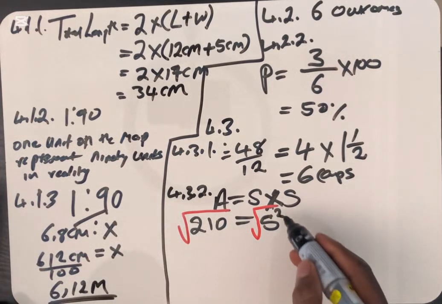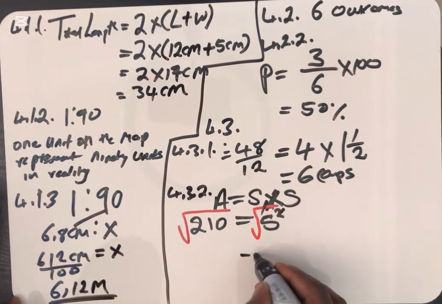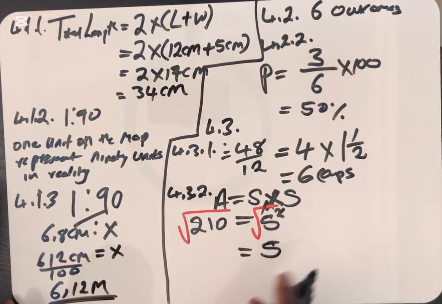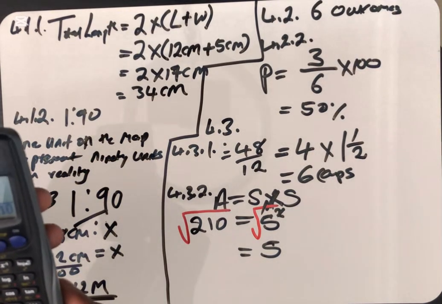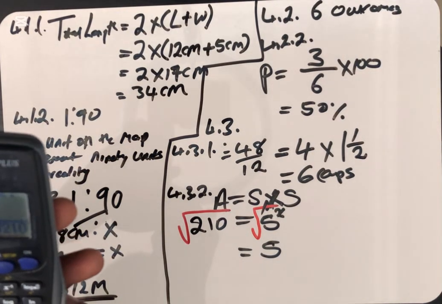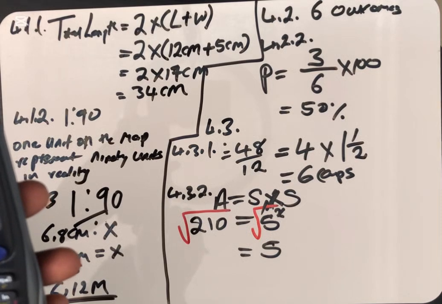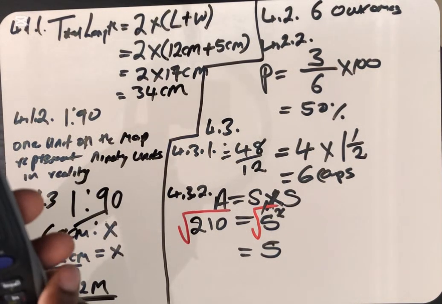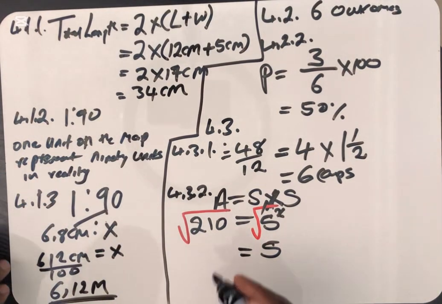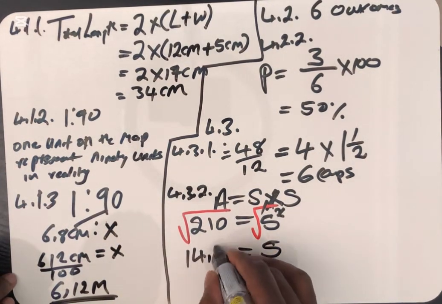Then the square and the square root are going to cancel each other. You're left with the side. You take your calculator and say the square root of 210. The square root of 210 is equal to the square root of 210. Then you press the S-D button to change the answer. It's going to give you 14.49 millimeters.